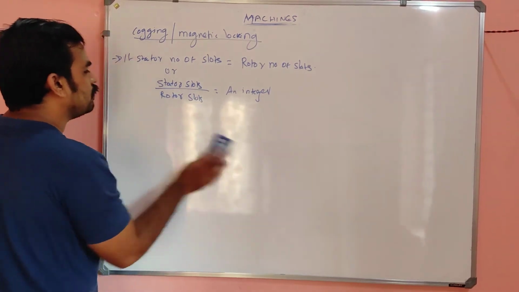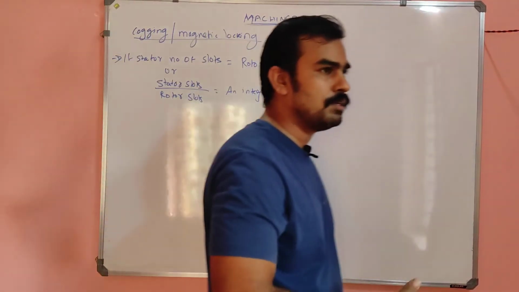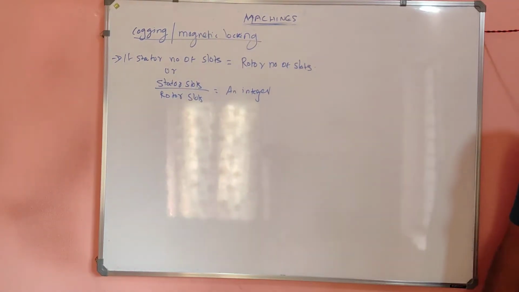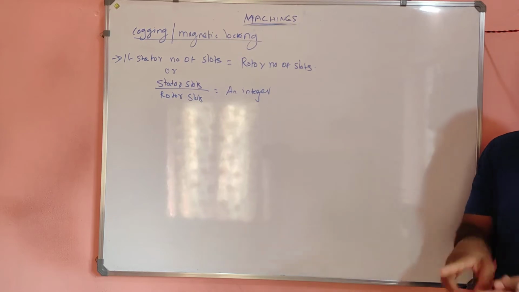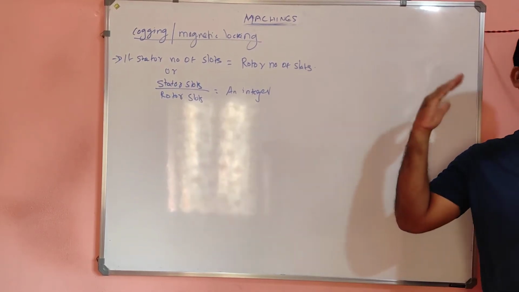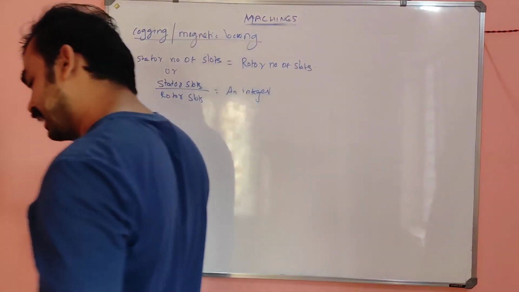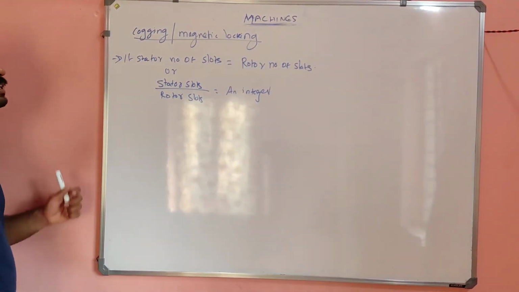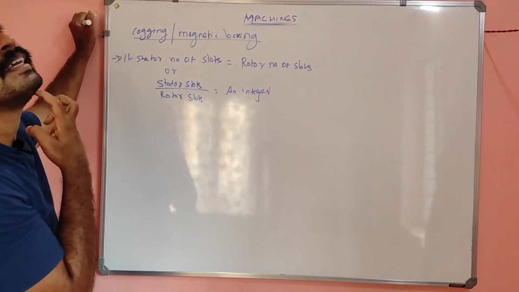So magnetic locking or cogging is nothing but, if the stator number of slots equals the rotor number of slots, then there is a chance of magnetic locking between stator and rotor. Or suppose stator slots by rotor slots is an integer, then also there is a chance of magnetic locking between the stator and rotor. It is called cogging or magnetic locking.